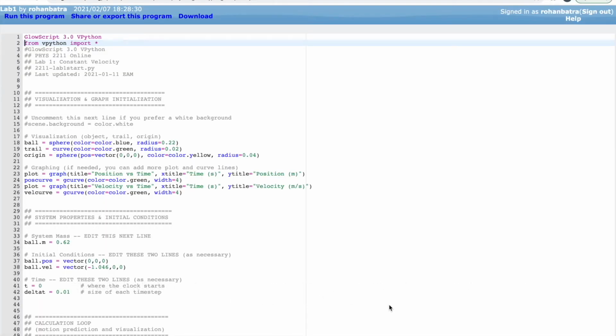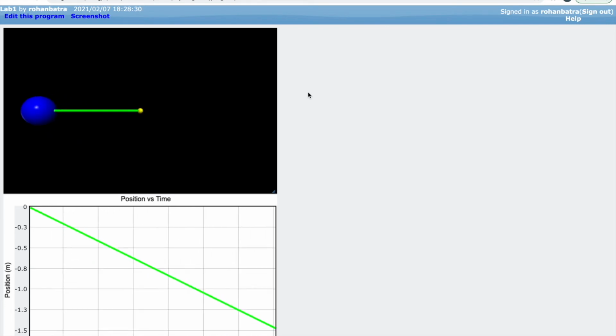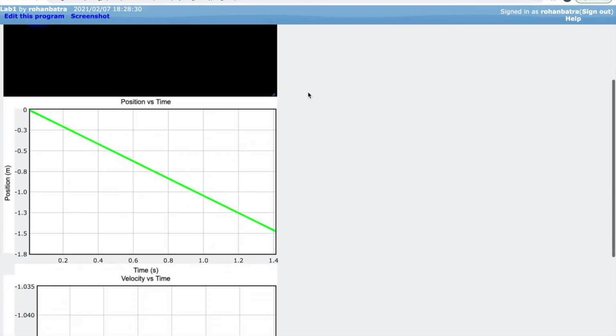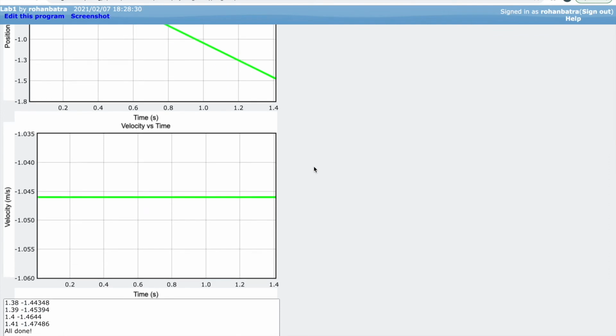After assigning the required values to our GlowScript program, we can run the program to see the output. Here we can see that the position versus time graph is a straight line graph and position and time are directly proportional to one another. In the velocity versus time graph, we can see that the velocity does not change with time. This shows that the velocity is constant and there is no net force acting on the ball.